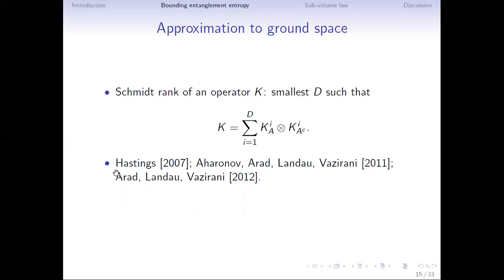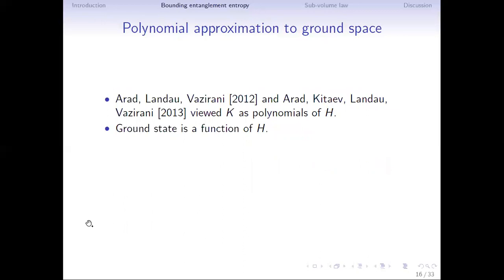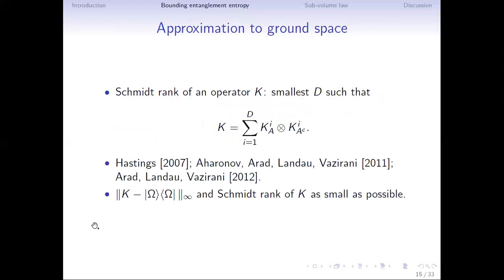The series of works mentioned earlier, that are Hastings, Aharonov, Arad, Landau, Vazirani, and Arad, Landau, Vazirani, developed a scheme to define and use these operators in proving the result. The requirement was to find an operator K which is close enough to the ground state, and its Schmidt rank is as small as possible. And under a good trade-off between these 2 parameters, one can prove a nice bound on the entanglement entropy.